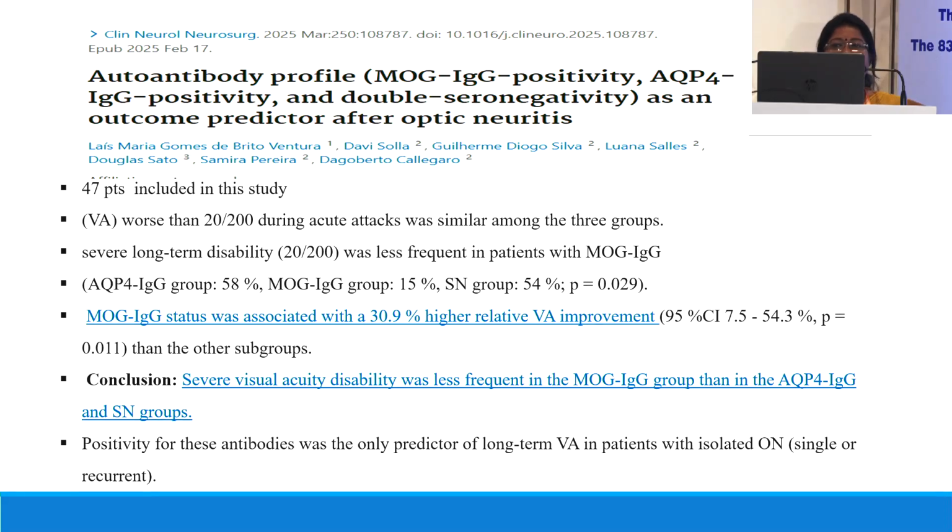used to predict the seromarkers for the recovery of the optic neuritis. Of the 47 patients they included, they found that the MOG status was associated with a higher quality of visual improvement, unlike the NMO spectrum disorders. And severe visual disability, they concluded, is very much less frequent in MOG spectrum disease unlike NMO spectrum.